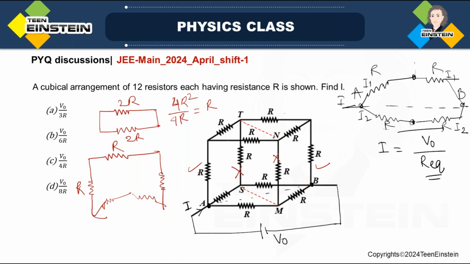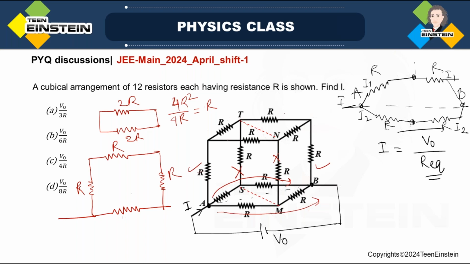Again, I have similar mirror symmetry between these two. Right here, you can see that. So in the mirror symmetry here, what I'll do is, I'll see this will be in series. This will be in series. They are in parallel combination. Okay. So I have, see there, this is here R. And I have here again R.